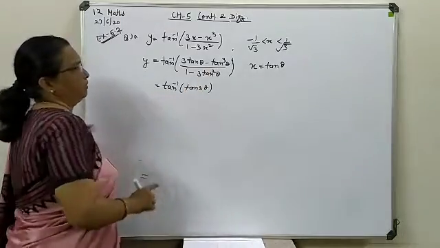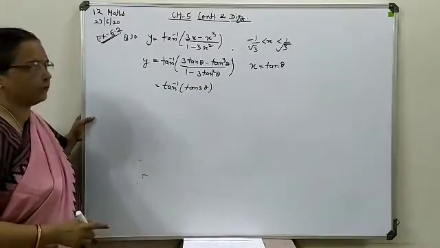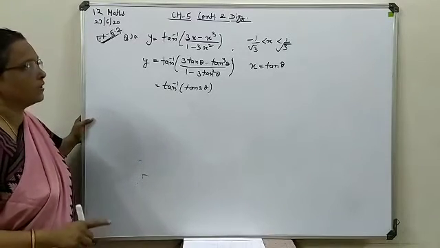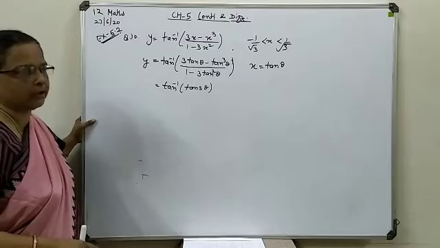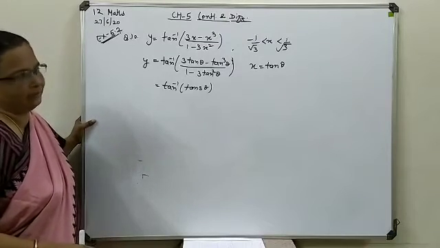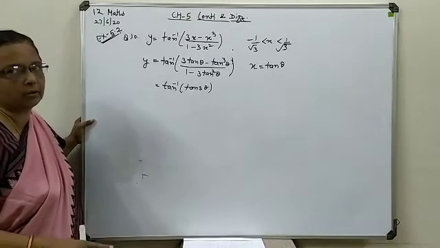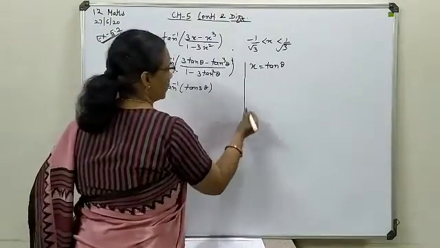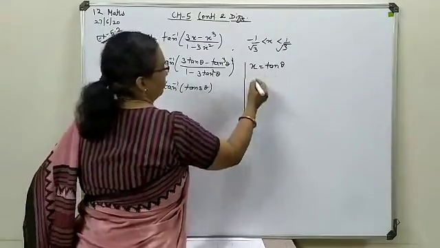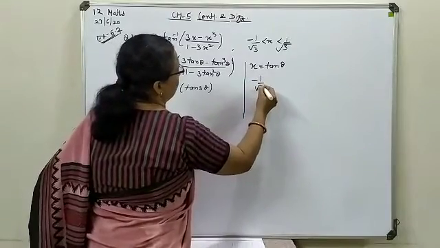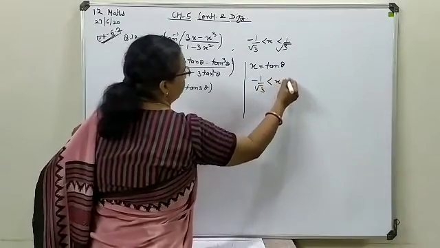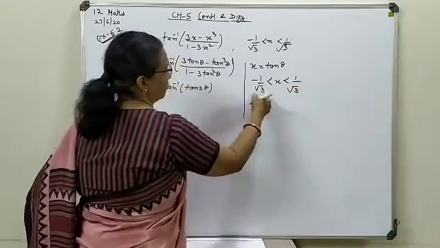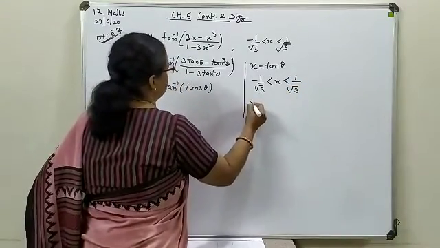Now as in the question the range is available in terms of x, and we have supposed x is tan theta, you have to convert this range in the form of theta and check whether it is under the range of tan inverse or not. So here, with respect to this, we have the range of x as minus 1 by under root 3 to plus 1 by under root 3.